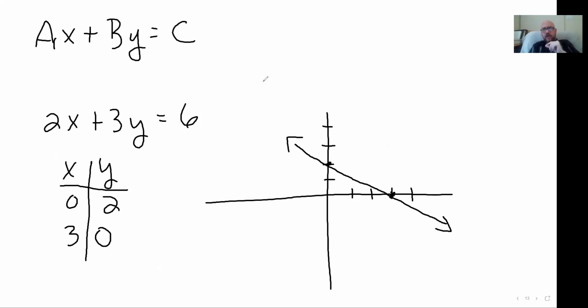Quick way to graph lines in standard form, find the intercepts. Intercepts are typically quite easy to find in standard form, right? You let x be 0, and then this term is 0, and so we just ignore it, and so we get 3y = 6, so y = 2. Same thing the other way around, right? We let y be 0, solve for x, which is 3, and then you have 2 points and you graph your line.